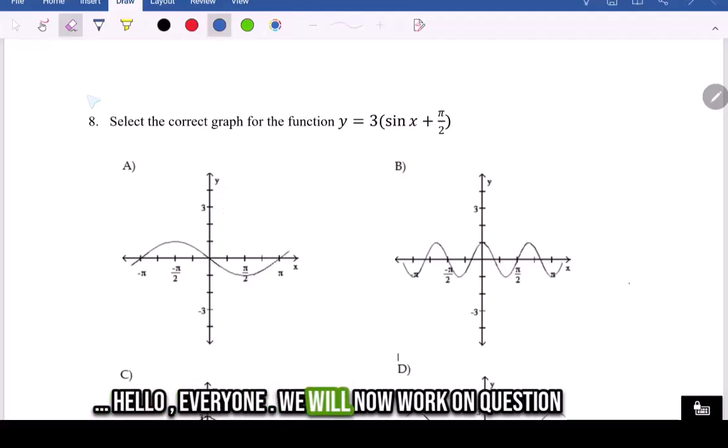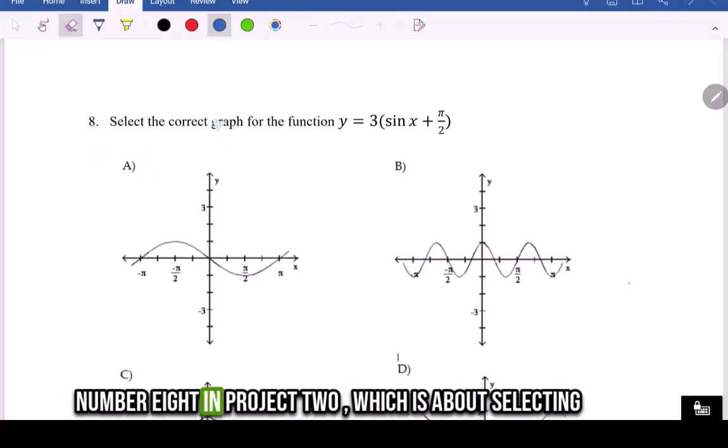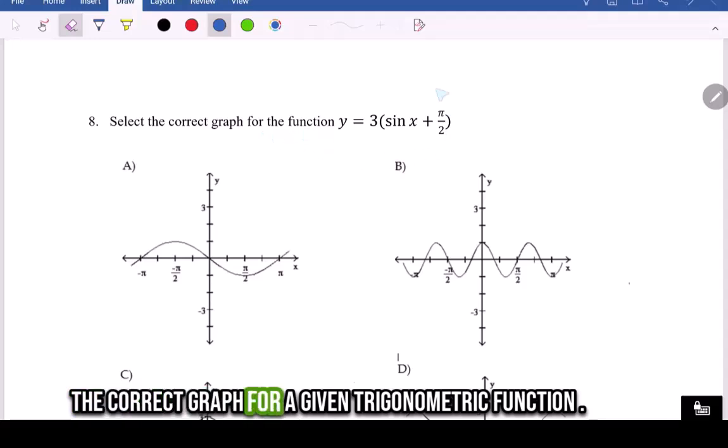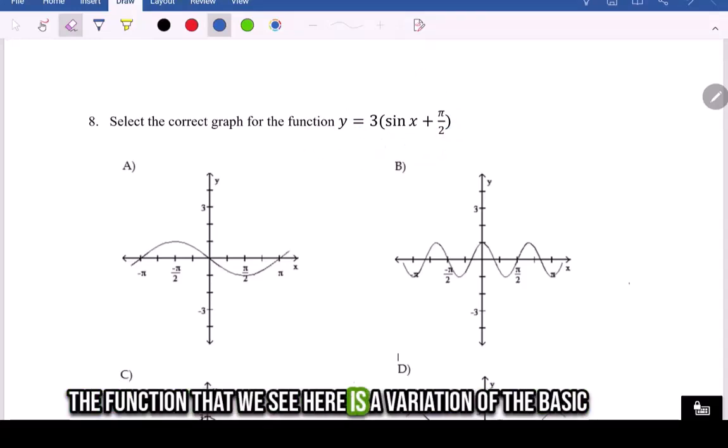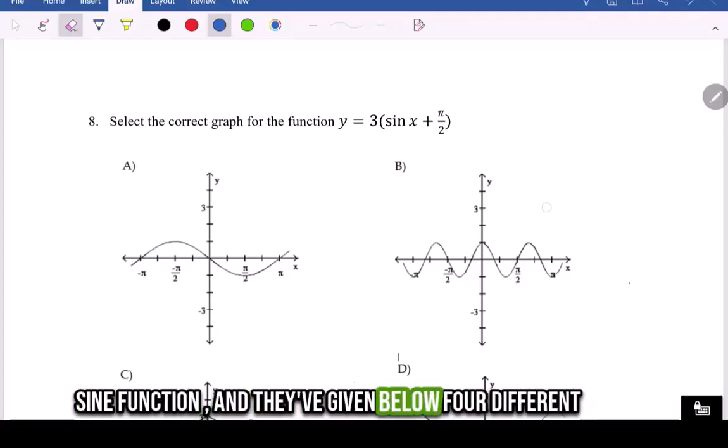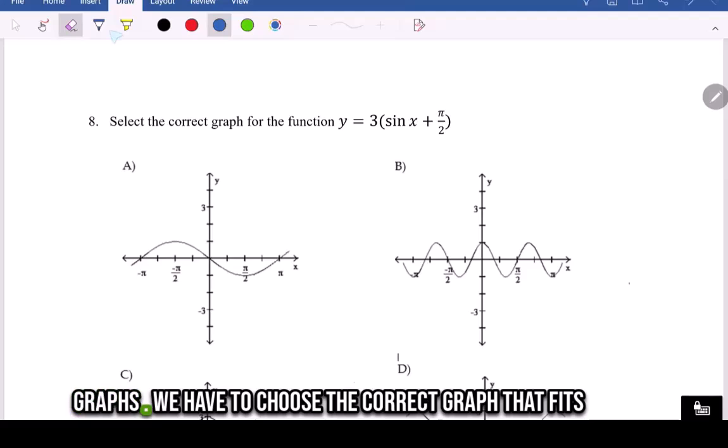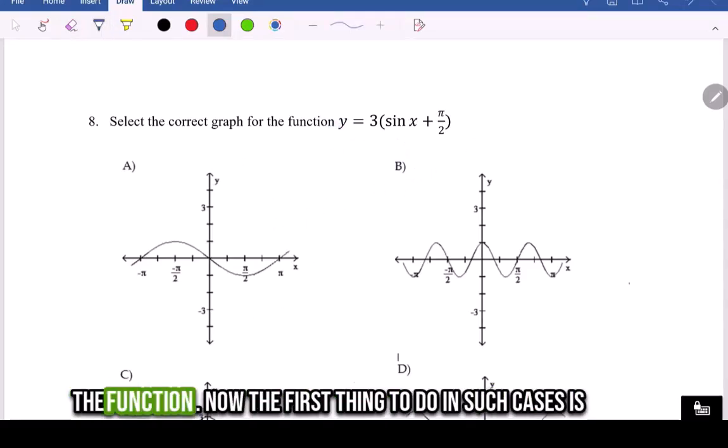Hello everyone. We will now work on question number 8 in project 2, which is about selecting the correct graph for a given trigonometric function. The function that we see here is a variation of the basic sine function, and they've given below 4 different graphs. We have to choose the correct graph that fits the given function.